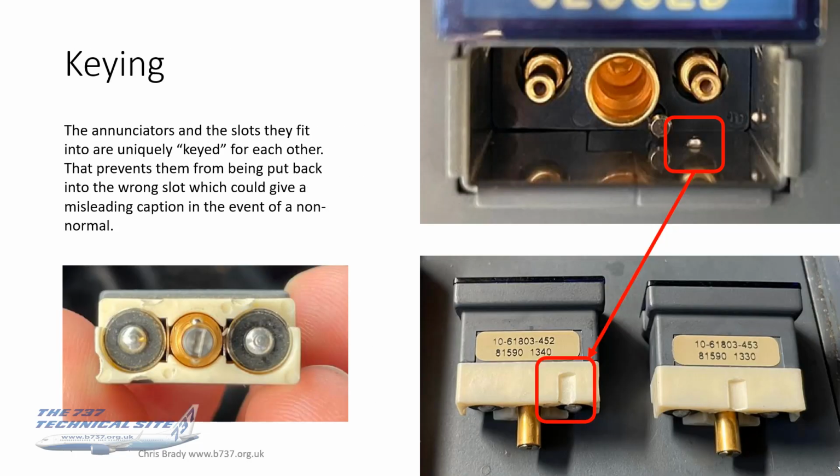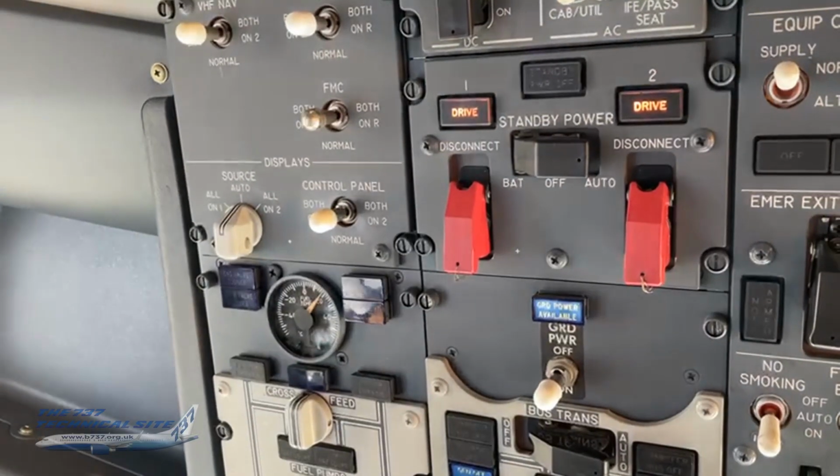Now the enunciators, again, these are the Corries. They are actually uniquely keyed. Every caption has got its own unique keying, and you can see from the decals on there that they have their own part number, and that prevents you accidentally, because who would do this for a laugh, pulling out a couple of captions and putting them back in the wrong place. So this is designed to stop us from doing that.